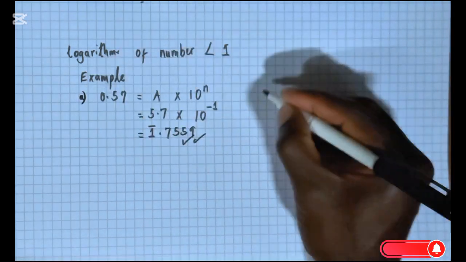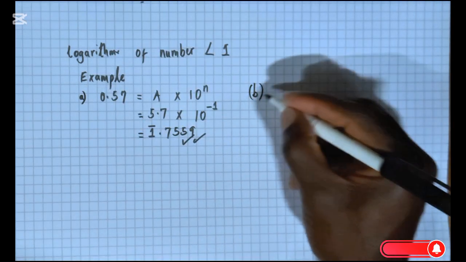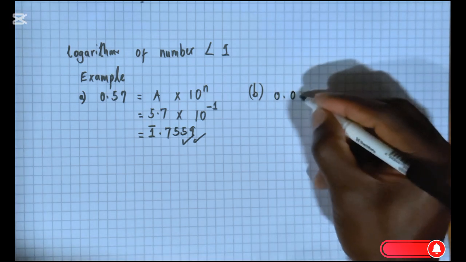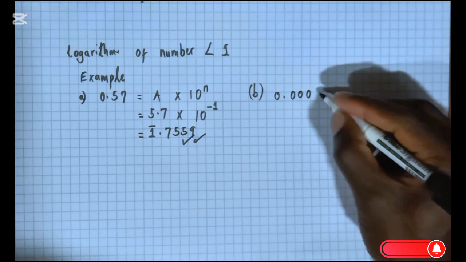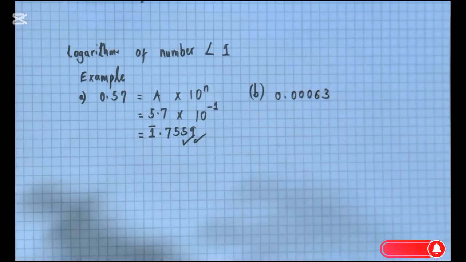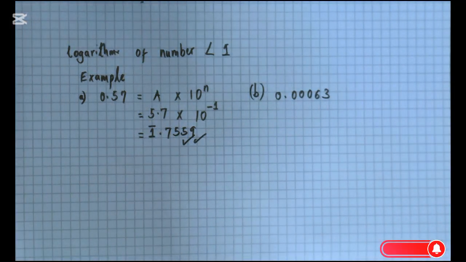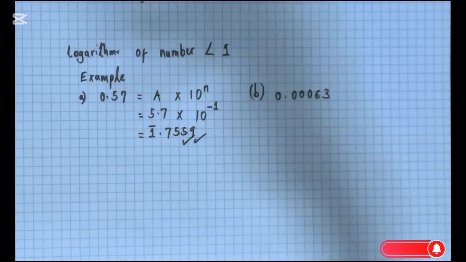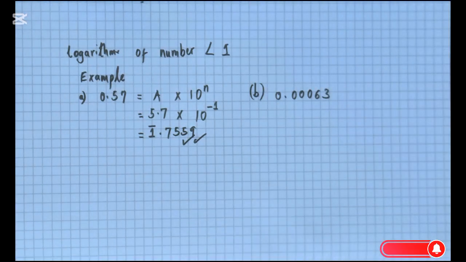So let us do another example and see what we get. All right, so this is A, and for B, we are going to pick the number 0.00063. Anytime you're dealing with numbers that are less than 1, expect that the logarithms are going to have bar numbers.